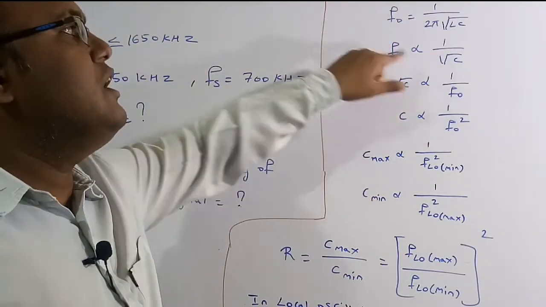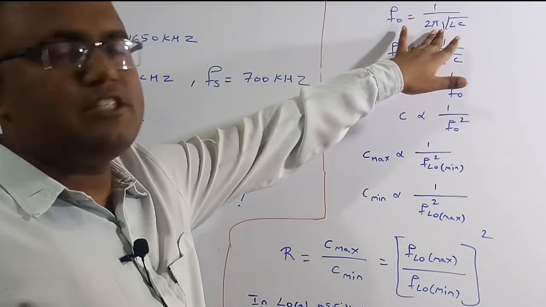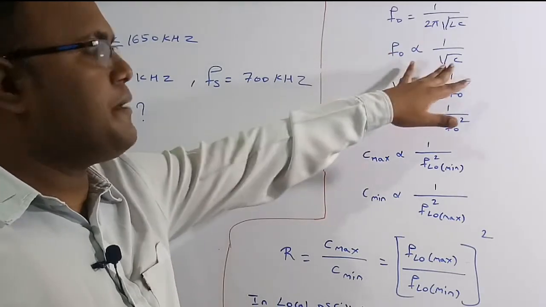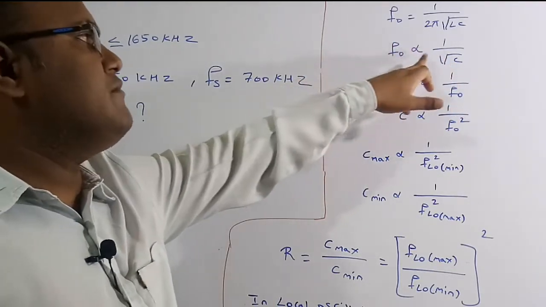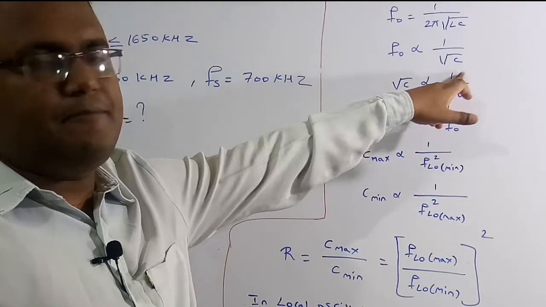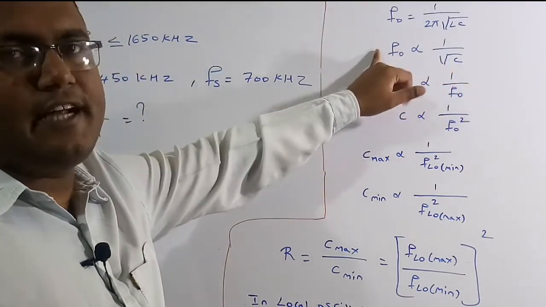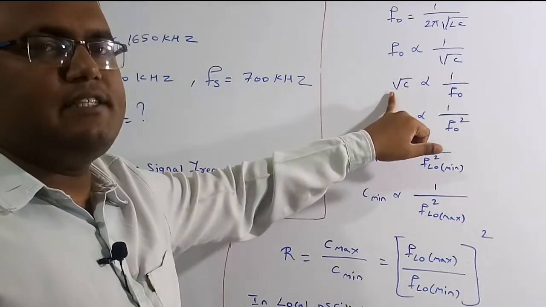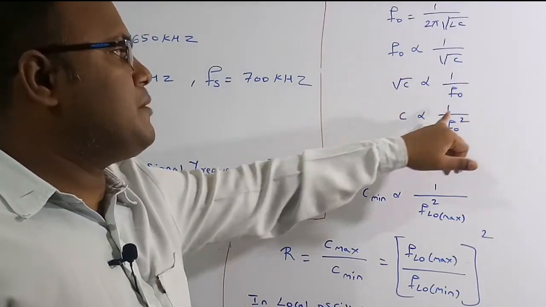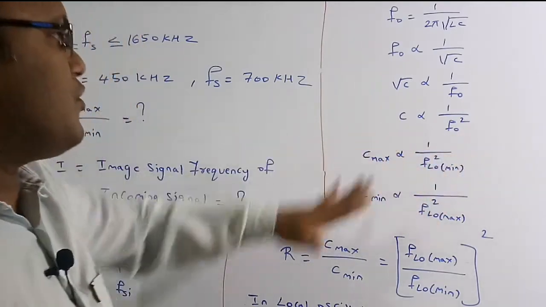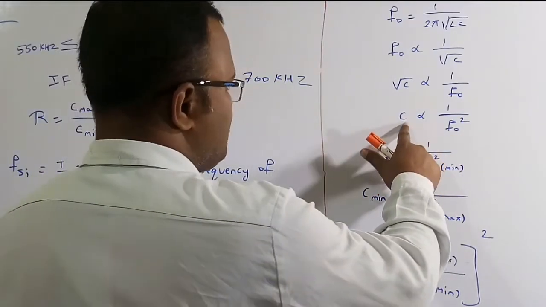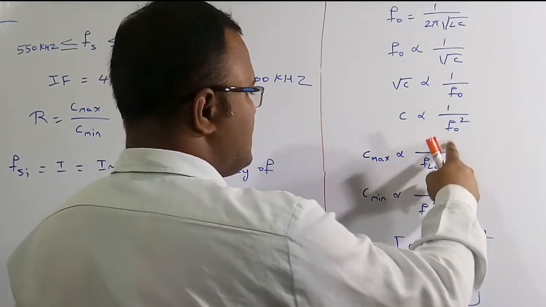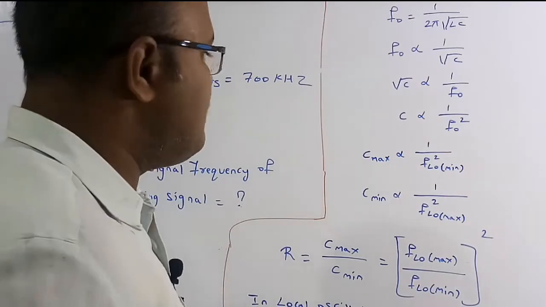Now we know the relation between the frequency and the capacitor: F is equal to 1 by 2π root over LC. The remaining things I am going to take as constants. So the frequency is inversely proportional to root C, and taking C to this side, root C is inversely proportional to F0. Now taking the square, C is inversely proportional to F0 square. If you see carefully, if the capacitor is to be maximum, the frequency has to be minimum, and similarly if the capacitor is to be minimum, the frequency has to be maximum, because they are inversely proportional.